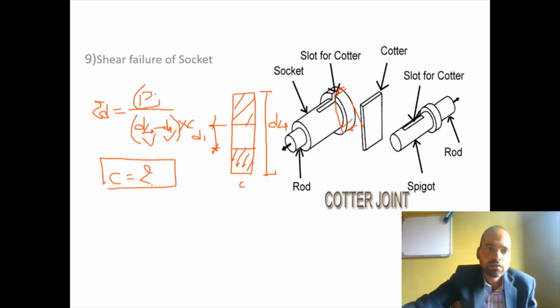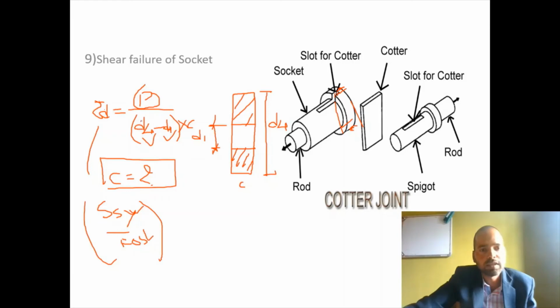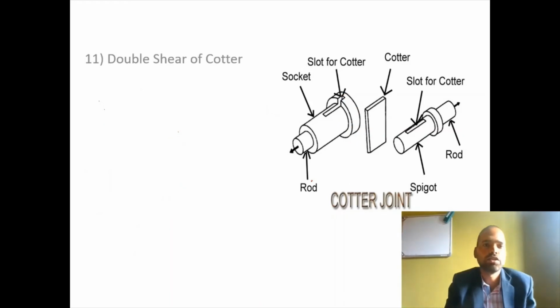Again, applied force will be known. Direct shear is equal to SSY upon factor of safety for the socket material. SSY and factor of safety we will select on the basis of material and application, and from this equation we will get dimension C. Next one is the double shear of Cotter.